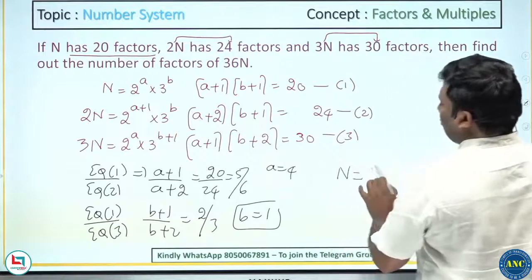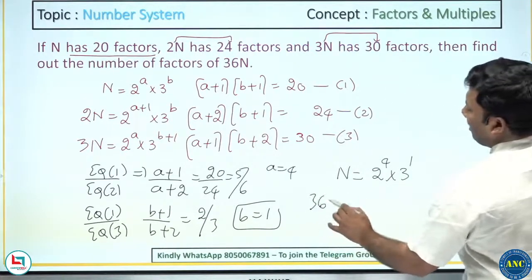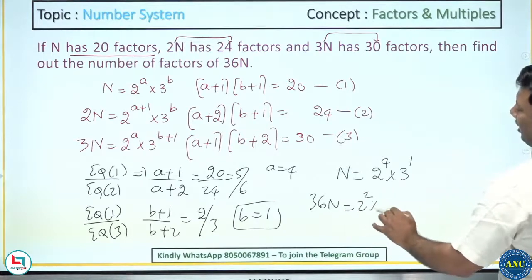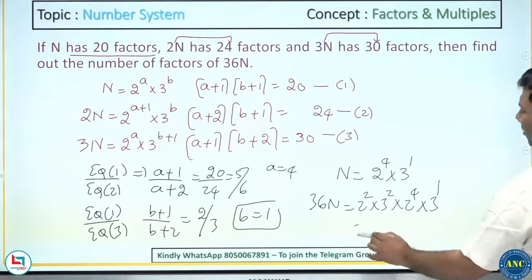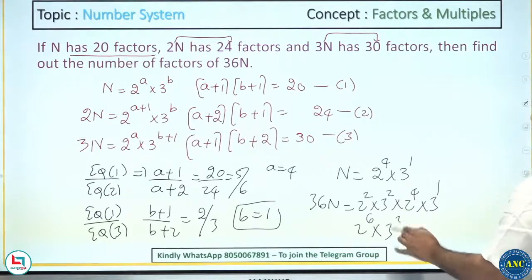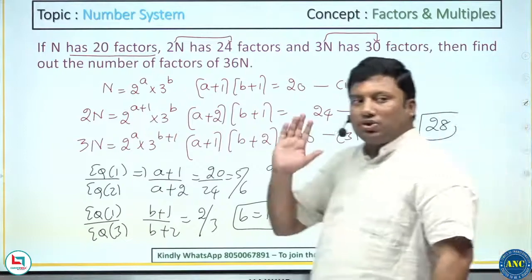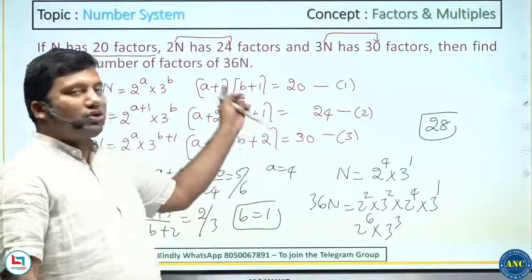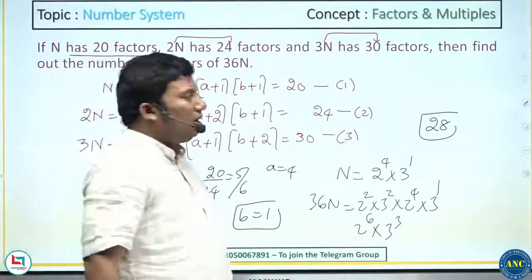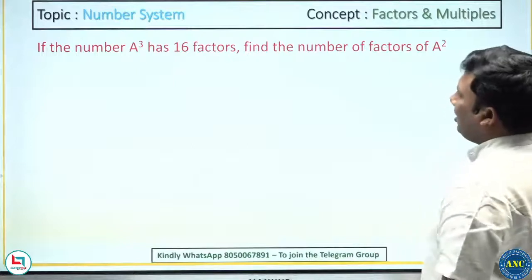N is equivalent to 2 power 4 into 3 power 1. 36n will be 2 square into 3 square into 2 power 4 into 3 power 1, which is 2 power 6 into 3 power 3. 7 into 4 is 28. Now I am sure just by looking at a question, you will get an idea of how to solve these complex questions on factors and multiples.